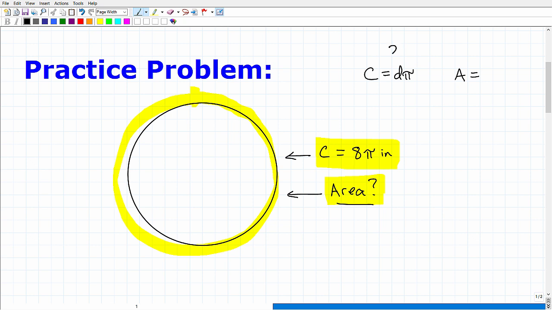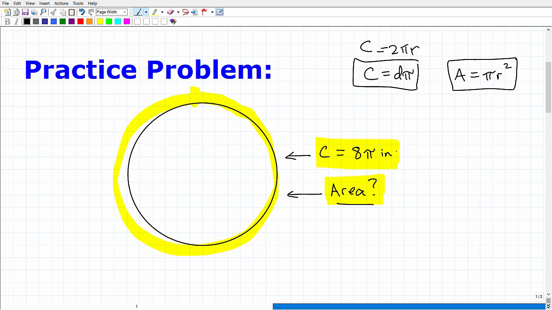Another way to see that is 2 pi times the radius. That's another formula for the circumference. They are equivalent, so we'll just use this one here. And then the formula for the area of a circle is area equals pi r squared, and r is the radius.